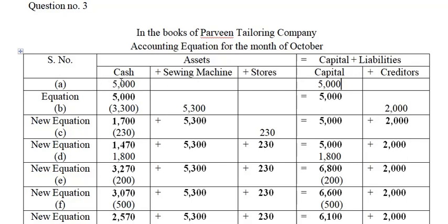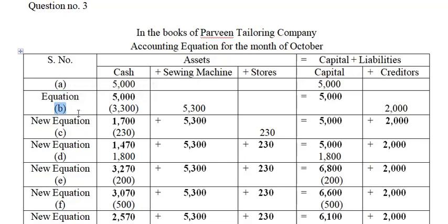After writing this point A, what you will do is draw a line, just like this. Please draw the lines as I have drawn out here. So it will be 5,000, and again here 5,000, 5,000 in capital and 5,000 in cash. And you will write equation out here. This is your first equation. You will write just equation. After this you will write point number B.